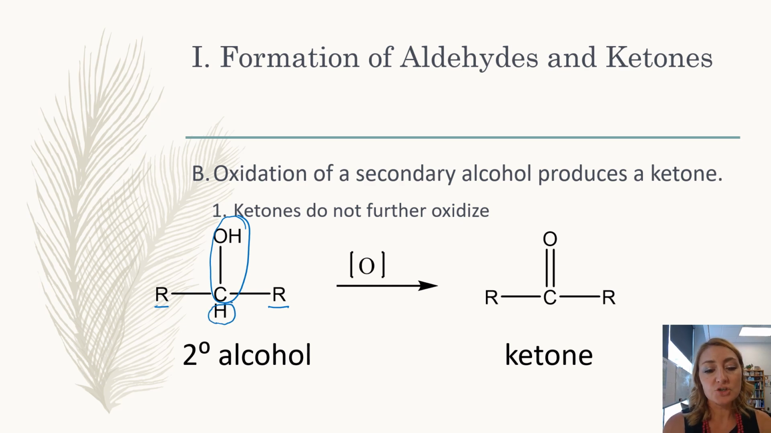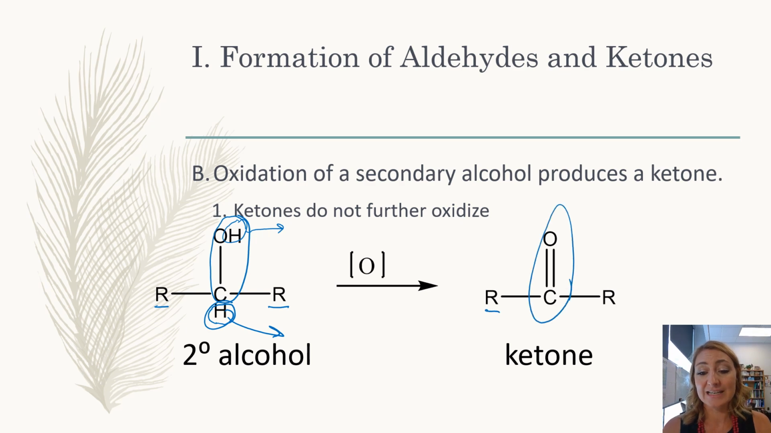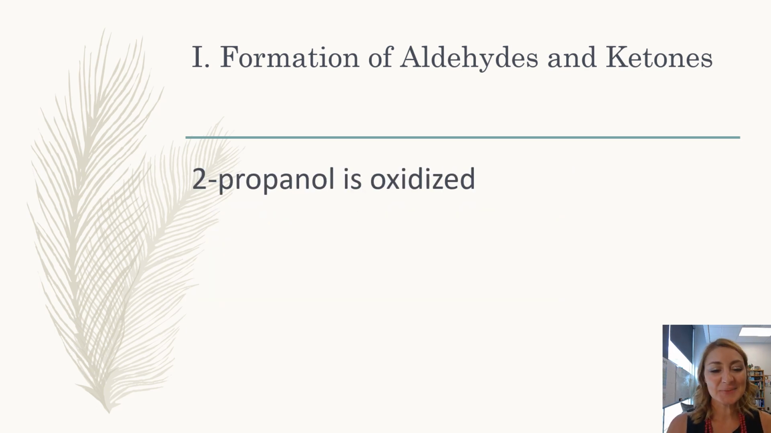So in an oxidation reaction, we remove this carbon-hydrogen bond because we're decreasing carbon-hydrogen bonds, we're increasing carbon-oxygen bonds. We lose the hydrogen off the hydroxyl group, and we wind up with a new carbonyl. It is between 2 carbon chains, or 2 R groups, so it is technically a ketone. All right, let's practice with another example.